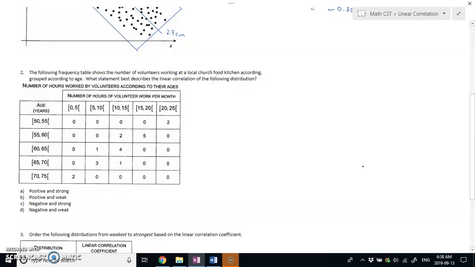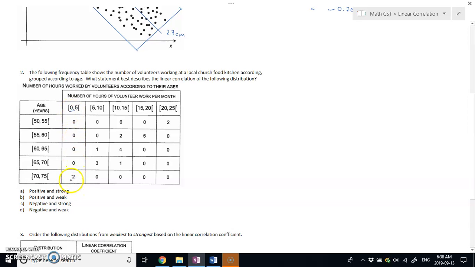So I notice that the different volunteers work a number of hours per month, and I can also see that those volunteers' ages are listed here on the left. They range in age from 50 years old to 75 years old or older. And the number of hours that they work per month correspond with that. Now I can see a trend here that the older you are, the fewer hours you work.